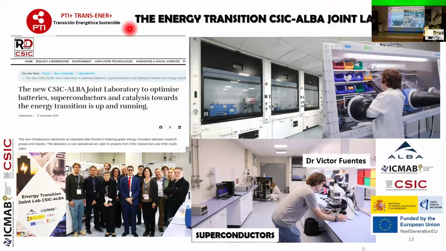And this laboratory, as Teresa already mentioned, was built in the scope of the PTI Trans-Energy platform that was coordinated by Professor Rosa Palacin from ICMAB and counted with the participation of Professor Teresa Puig. And of course, this laboratory is dedicated to advancing energy materials, specifically that of batteries here and superconductors.